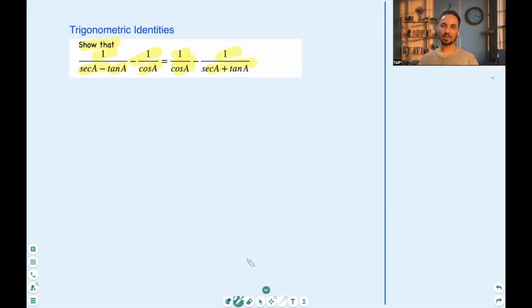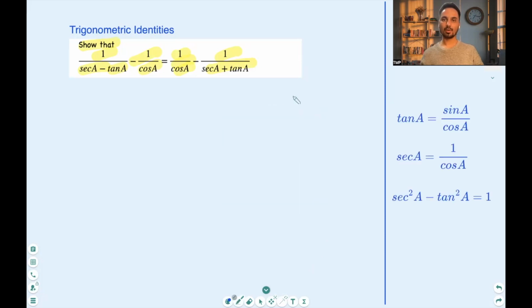Whenever we are solving these type of questions, the first thing that you should do is try to note down all the important results revolving around the terms given in the question. So I have given you the identities for tan A, sec A, and sec square A minus tan square A. So let's get started without wasting much time.